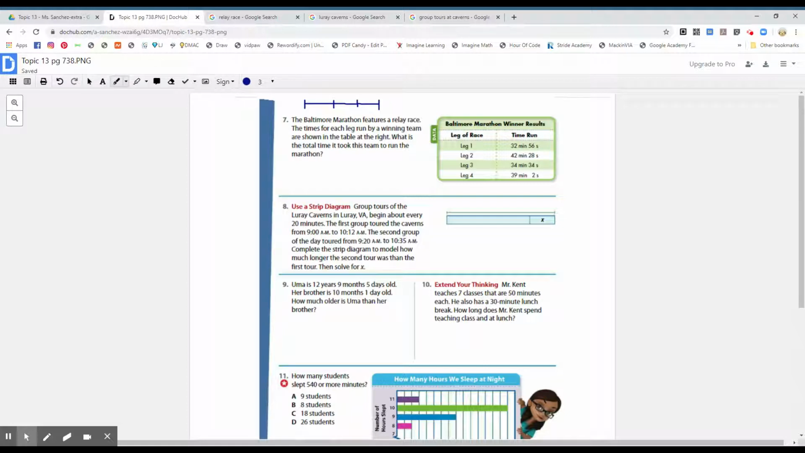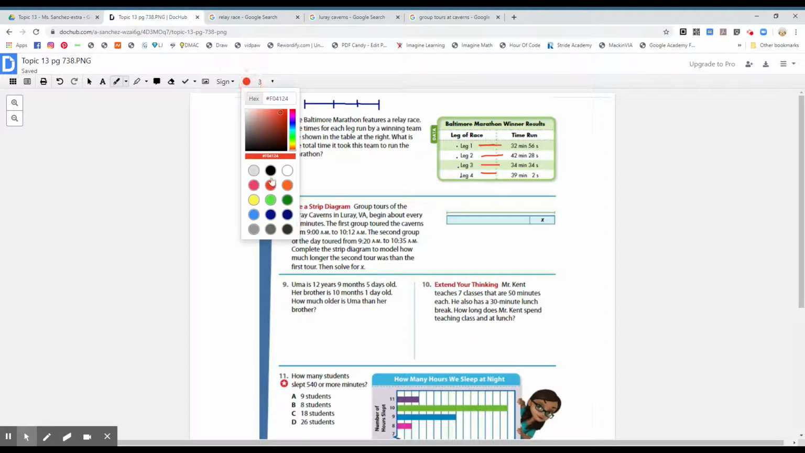Okay. So what we have here, boys and girls, is one team winner results. It's one winning team. And this is one runner, second, third, and fourth, the different runners, boys and girls. And the first runner, this is how long it took him or her to run their part. And the second runner, the third, and the fourth. This is how long it took them to run their part of the race, boys and girls, the leg of the race, the part. Okay.